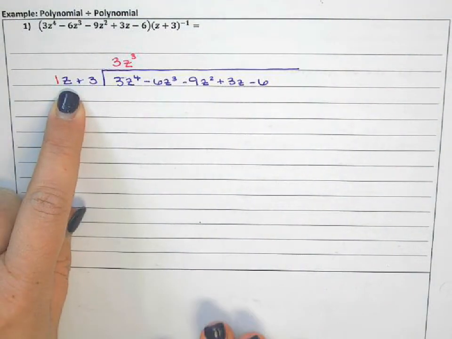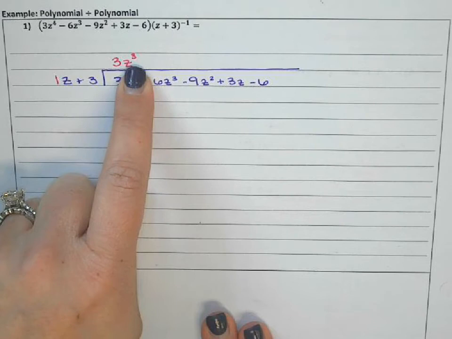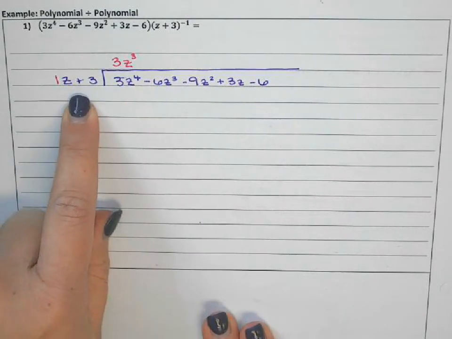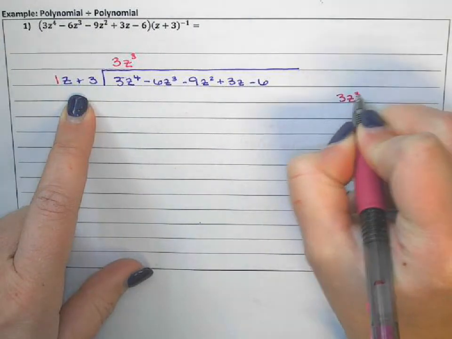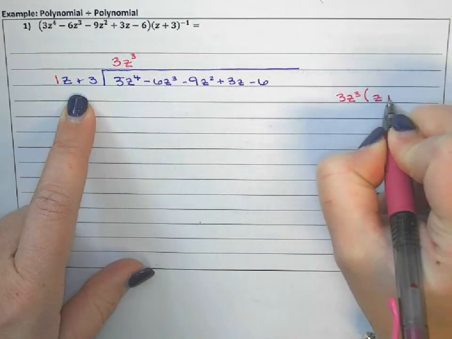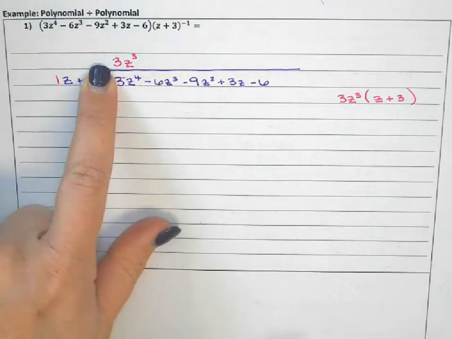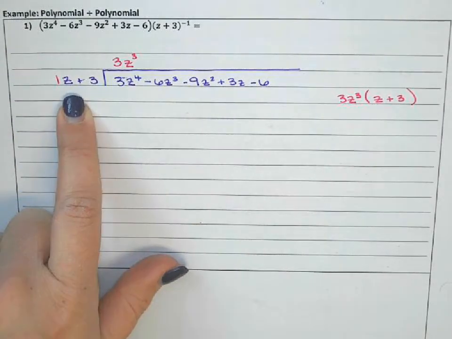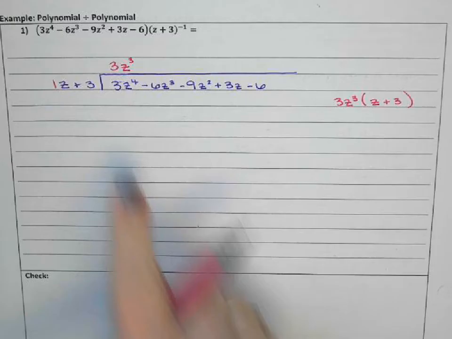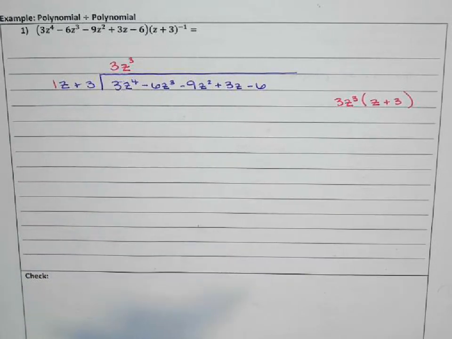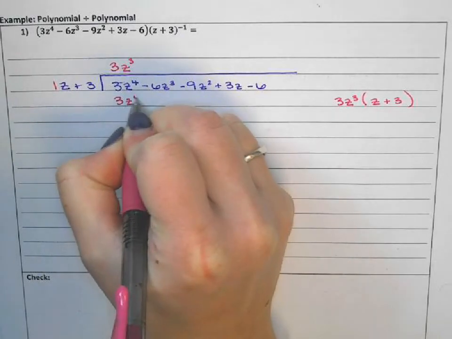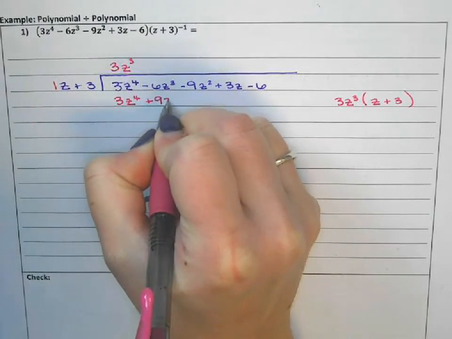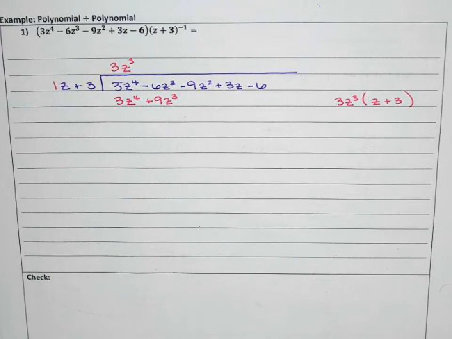Then what we did was we said whatever this number was up here, we multiplied by this out here. We like to write it over here, otherwise sometimes we lose track of what we're doing. So we're going to take that 3z to the 3rd and multiply by the z plus 3, and write the answer underneath here. That answer is 3z to the 4th plus 9z to the 3rd.